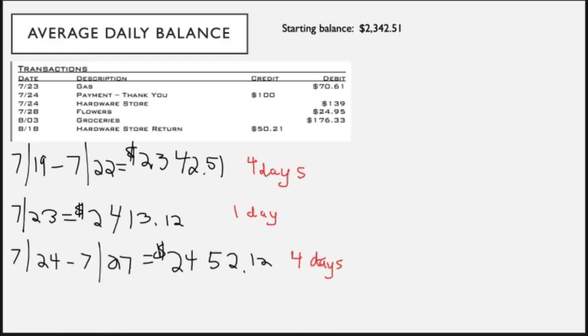So what I got for the balance on the 24th was $2,452.12. This remains the balance all the way through the 27th. As we can see, that was the 24th. There are no transactions on the 25th, 26th, or 27th. So I know that that balance stays the same for those 4 days: 24th, 25th, 26th, 27th. All right, pause this recording and continue to calculate the balance for each day throughout the billing cycle.